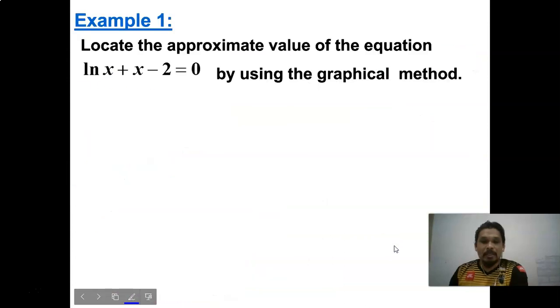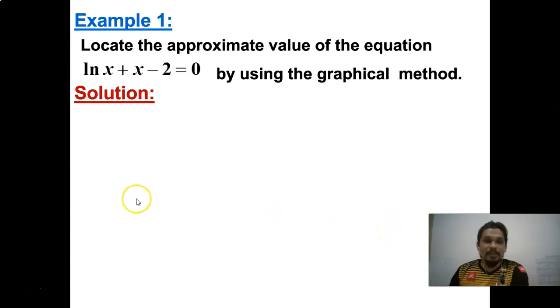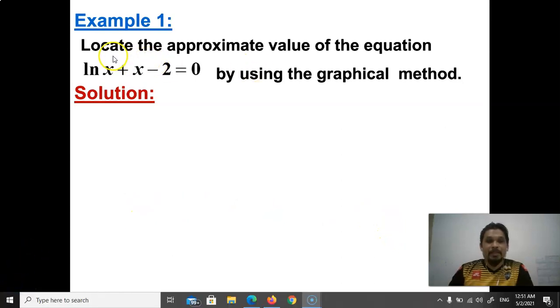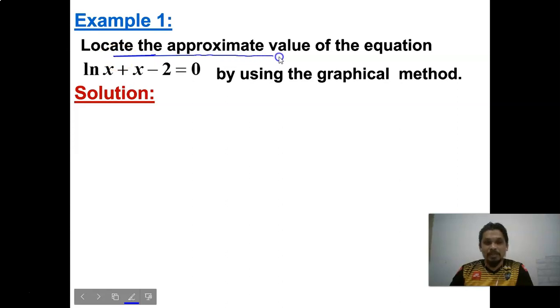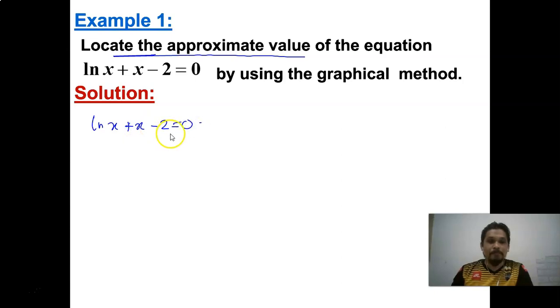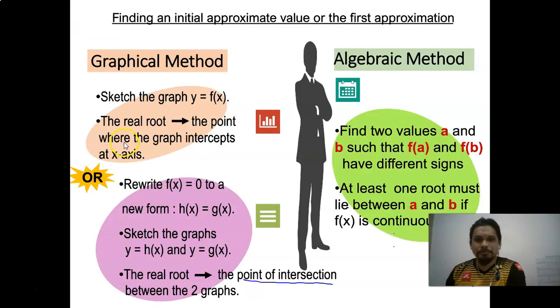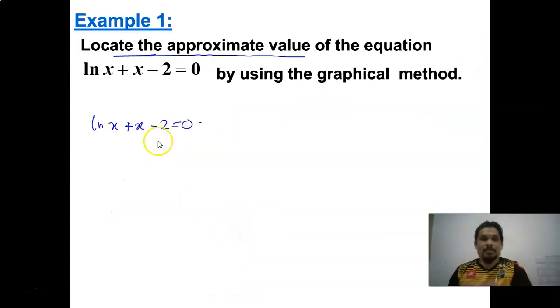So first, let's take a look at this one here. Locate the approximate value of the root of the equation natural log of x plus x minus 2 equal to 0. Please refer to the previous notes. Rewrite f(x) to a new form of h(x) equal to g(x). Do you have any idea how we're going to form h(x) and g(x) from this one equation?